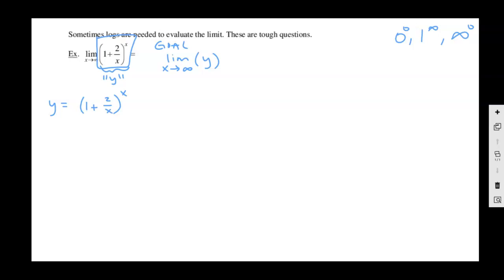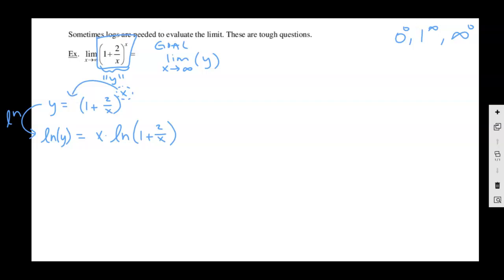But I'm going to need to take a natural log first. We're going to take a natural log. So I'm going to have ln of y, and that's going to be equal to x times ln of 1 plus 2 over x. Remember, if I take a natural log, it's nice because it's going to enable me to bring that x out of the exponent. Once you take a natural log, it's going to be able to come down to the front.